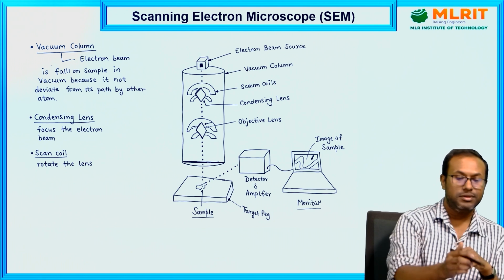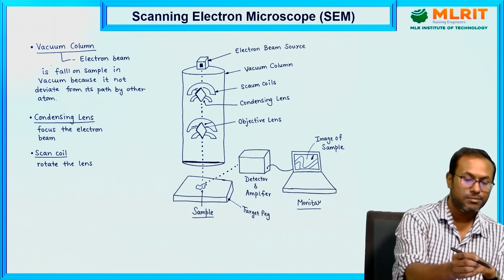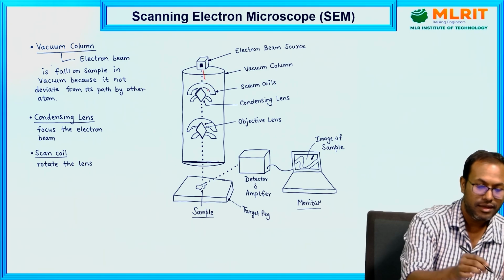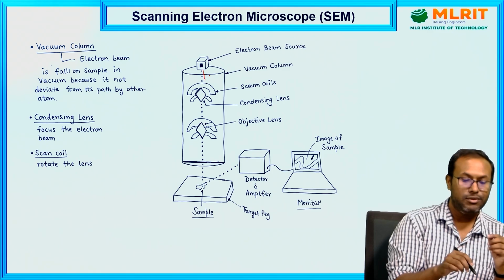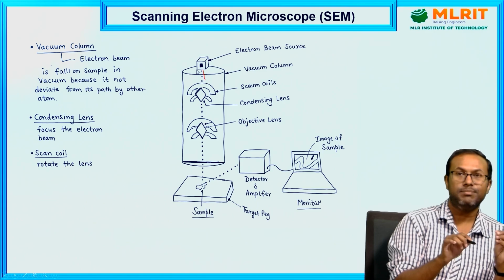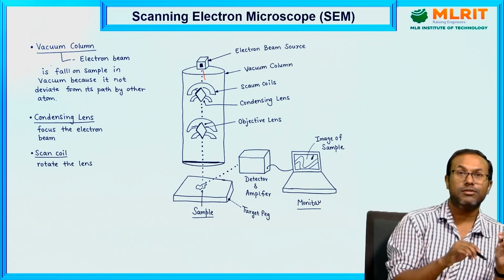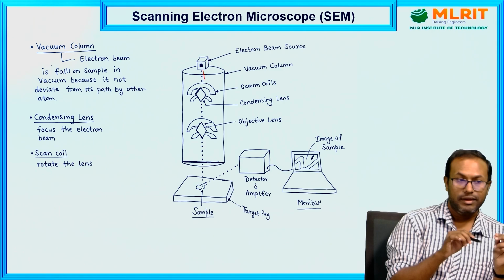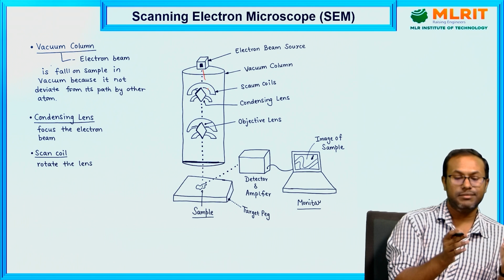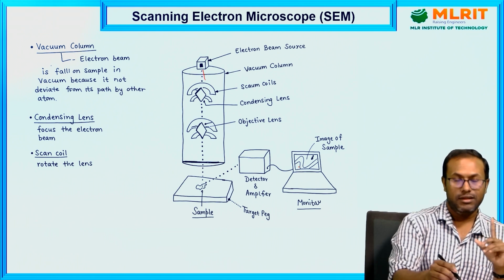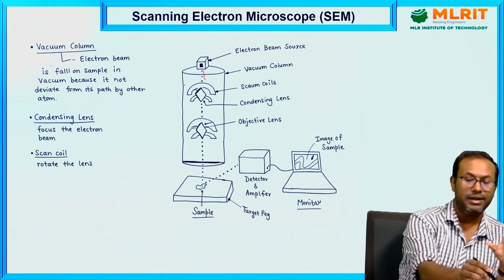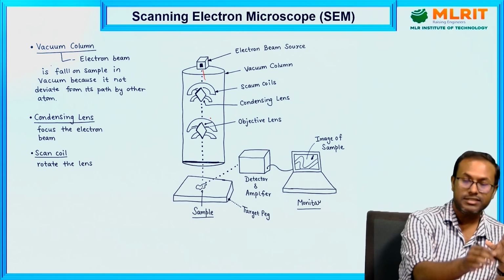Vacuum column. Why do you create the vacuum column? Suppose this is the electron beam source, from there electrons are coming. Now suppose in this tube there are some particles, then there is a possibility those electrons will interact with those particles and the path of the electron beams will deviate. If it deviates, the image will not be formed properly. To avoid this, we keep the space totally empty, vacuum. There are no particles or air present inside this tube.